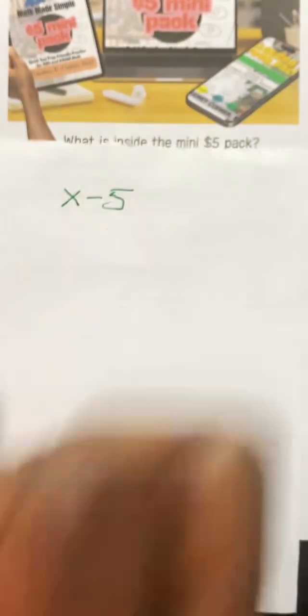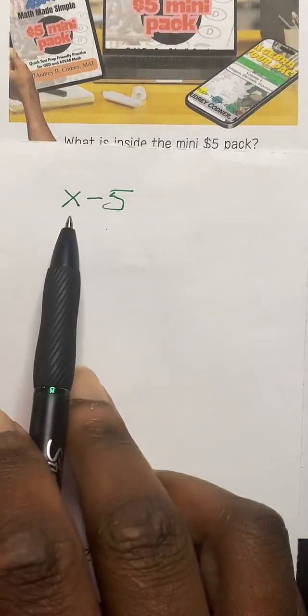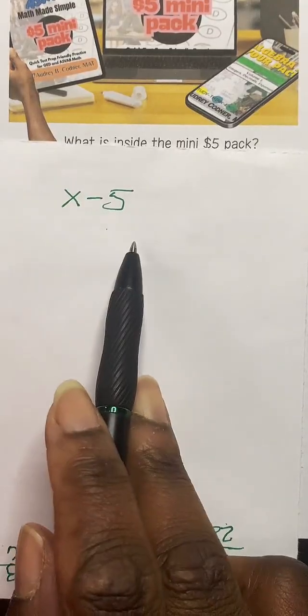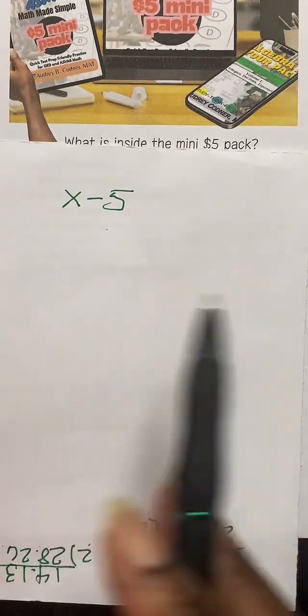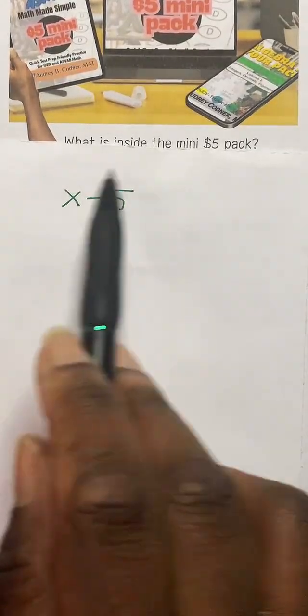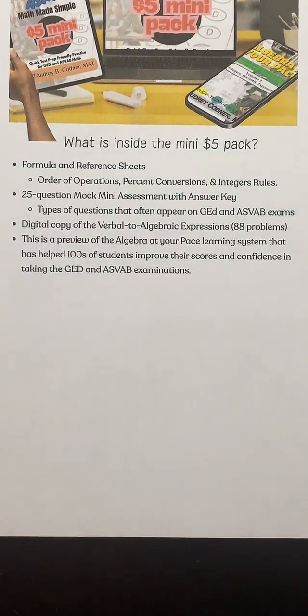So if you see something like this, how could that be written out, especially in a word problem? Some people might see it as x minus 5. Some people might see it as 5 less than x. That is always used in some word problems. So it kind of gives you an idea of how to do the word problems, how to translate it.